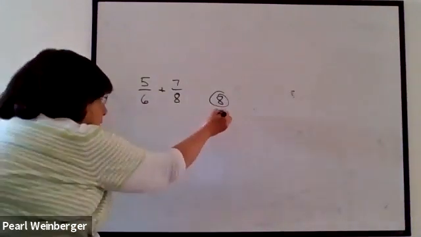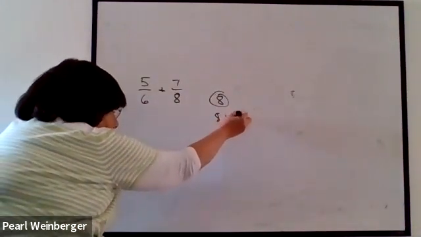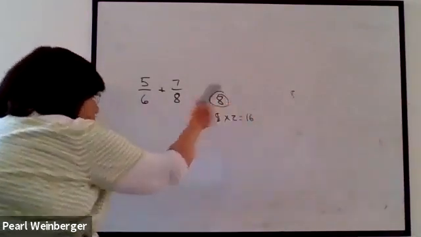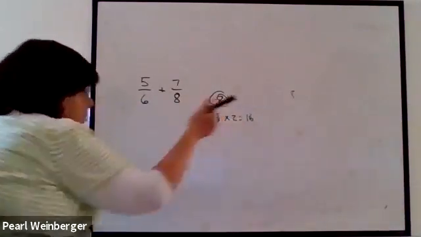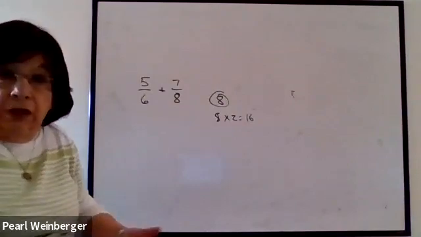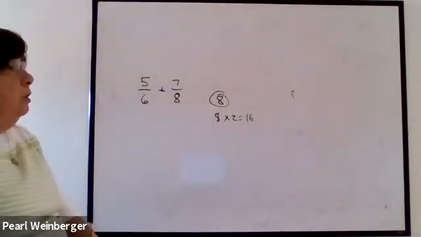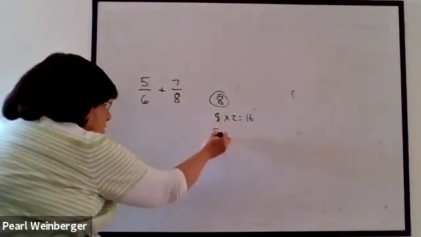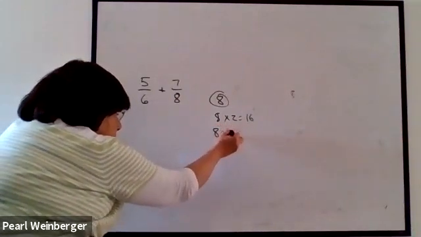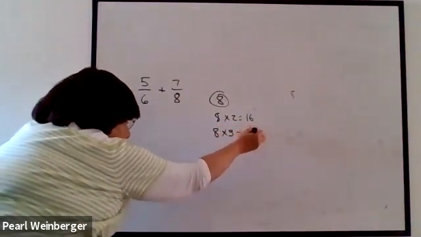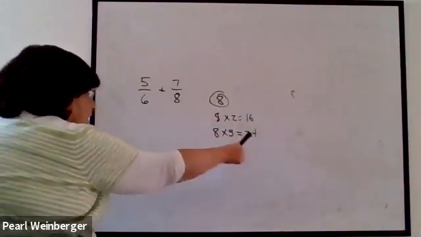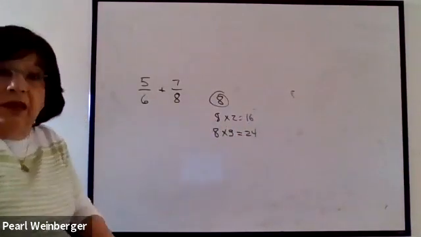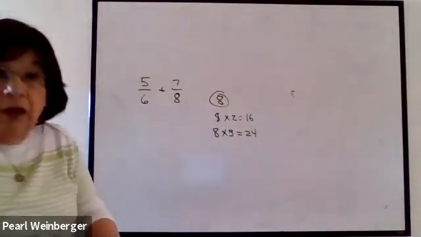So let's do 8 times 2. That'll give me 16. Does 6 divide evenly into 16? And the answer is no. So let's try 8 times 3. 8 times 3 is 24. Does 6 divide evenly into 24? And the answer is yes.